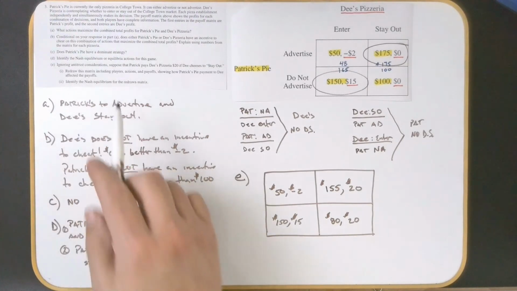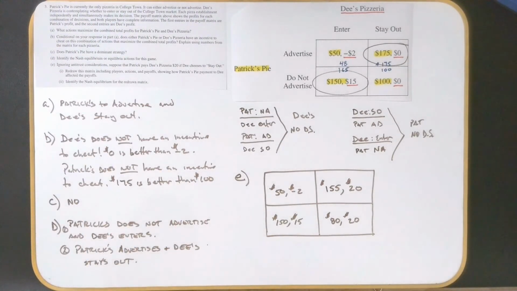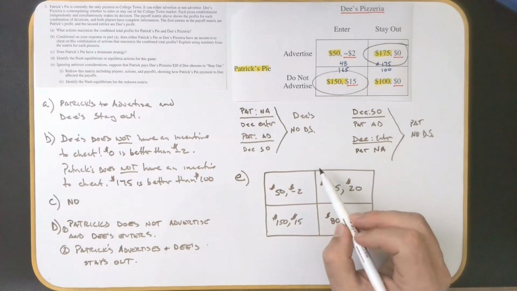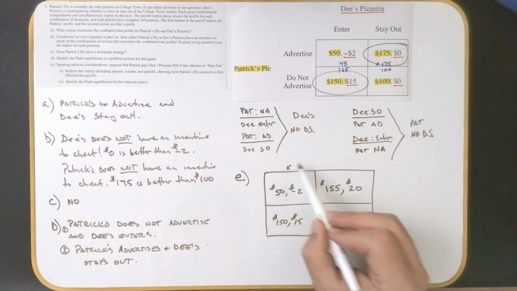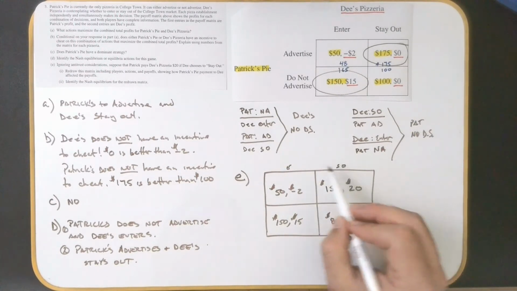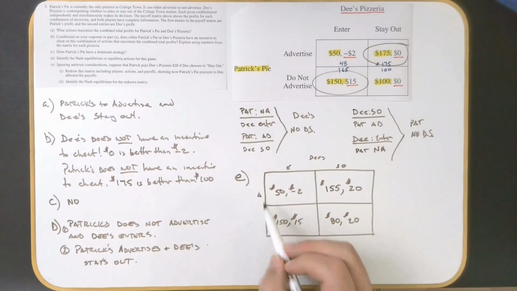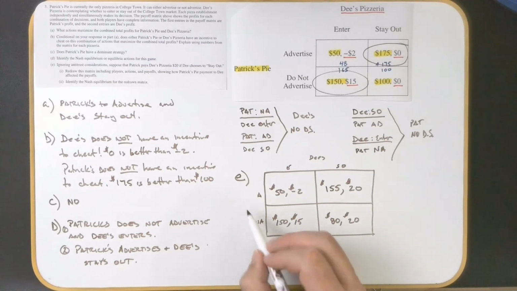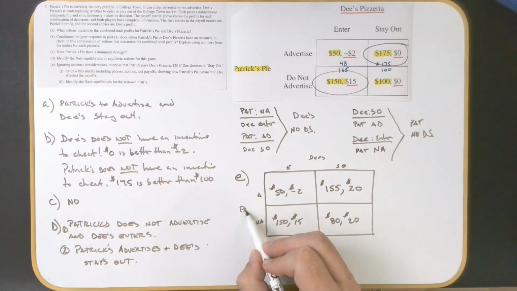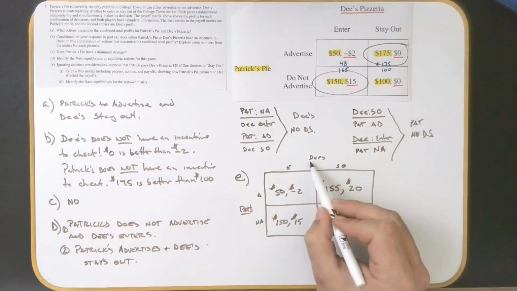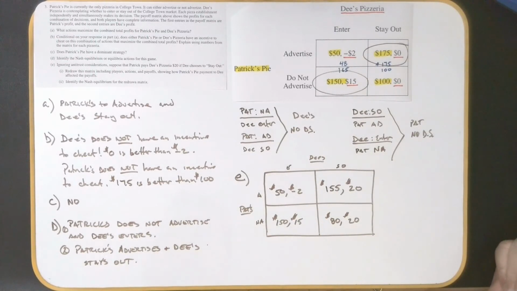So it says, redraw the matrix, including the players' actions and payoffs, showing how Patrick's payment to D affected the payoffs. So we did. There it is. All right, and if you're concerned, you can always label everything here. Here's enter. Here's stay out. This is D's. And this was to advertise, this was to not advertise, and this was Patrick's. I'll just put Pat's. Okay. All right, and it says, identify the Nash equilibrium for the redrawn matrix. So again, we have to do this all over again here.